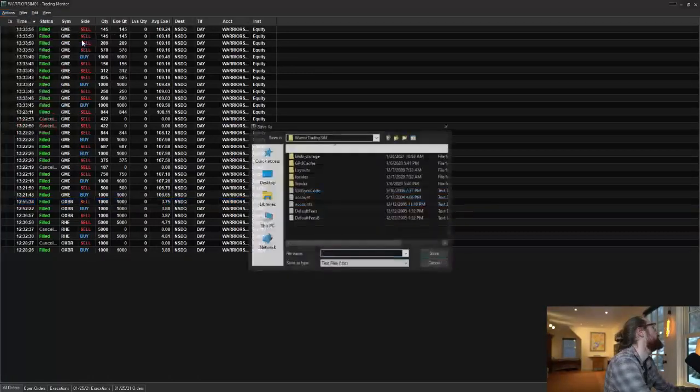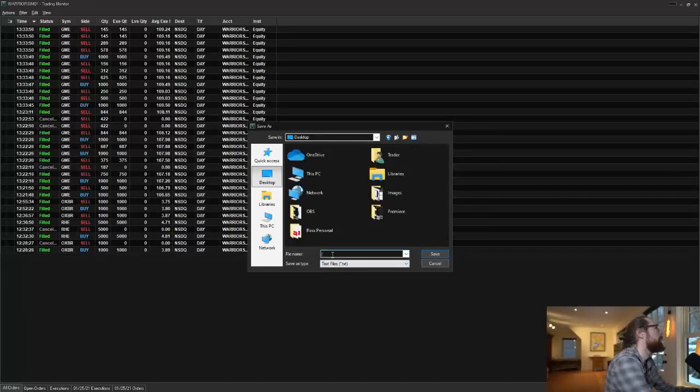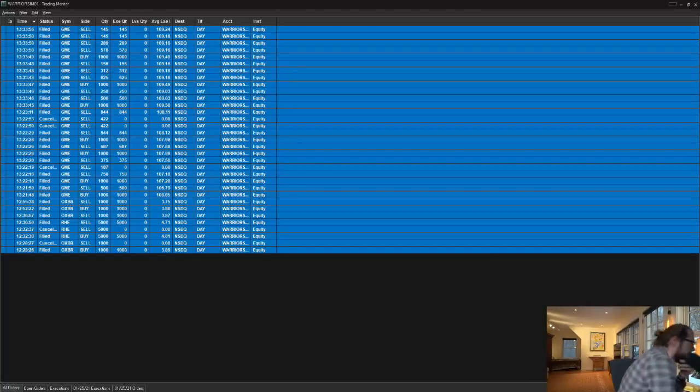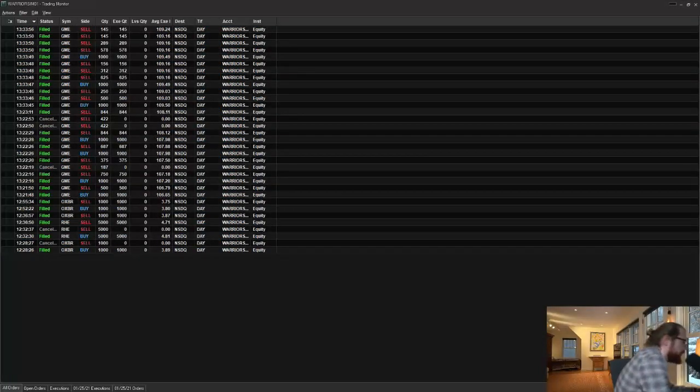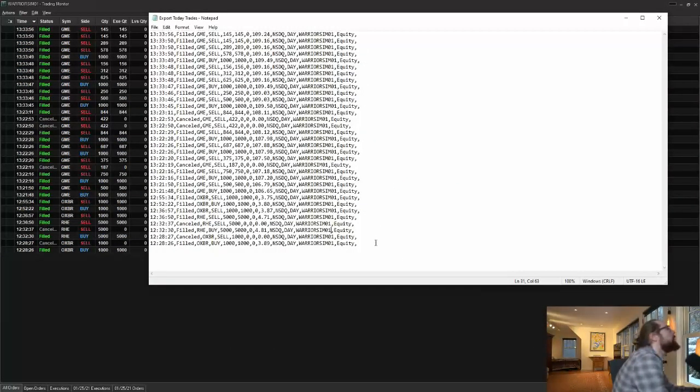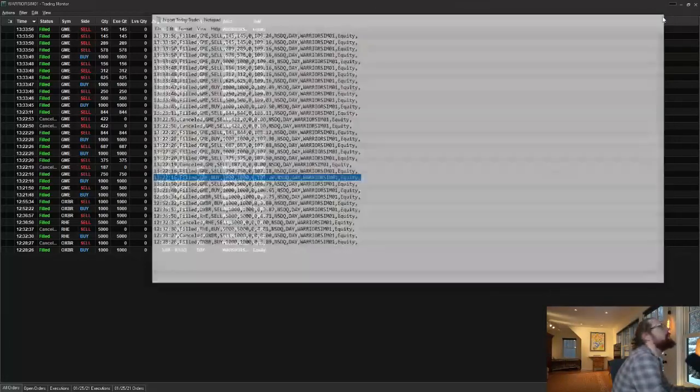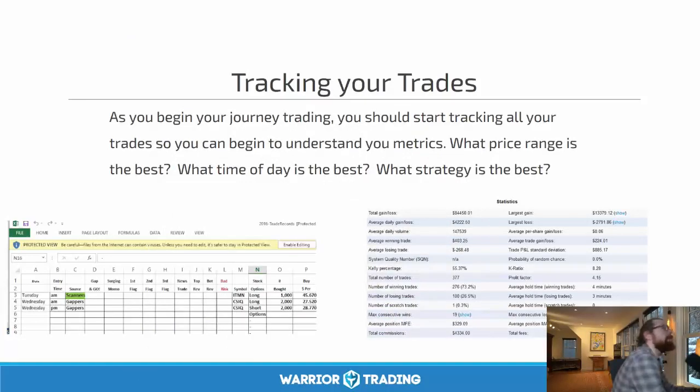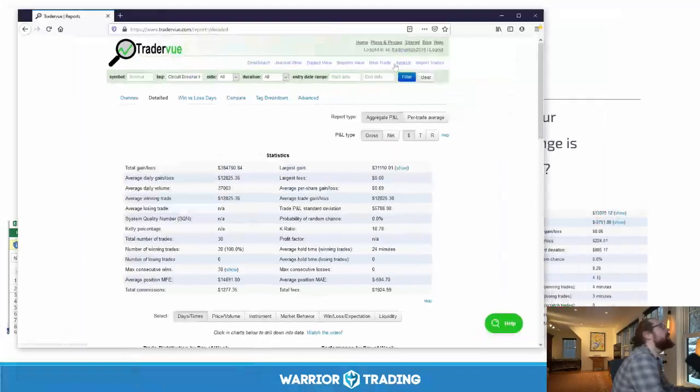Okay, so export all. All right, so I'd export all of them to my desktop or whatever, I guess. So let's just try that for a second. Let's see, export today's trades. You export to a text file? Well, let's see what that text file looks like. Maybe you just copy and paste it then. So this looks like a copy paste. But yeah, so I mean, you could do that. Or perhaps you could do that to import your trades into Trader View over here under import.